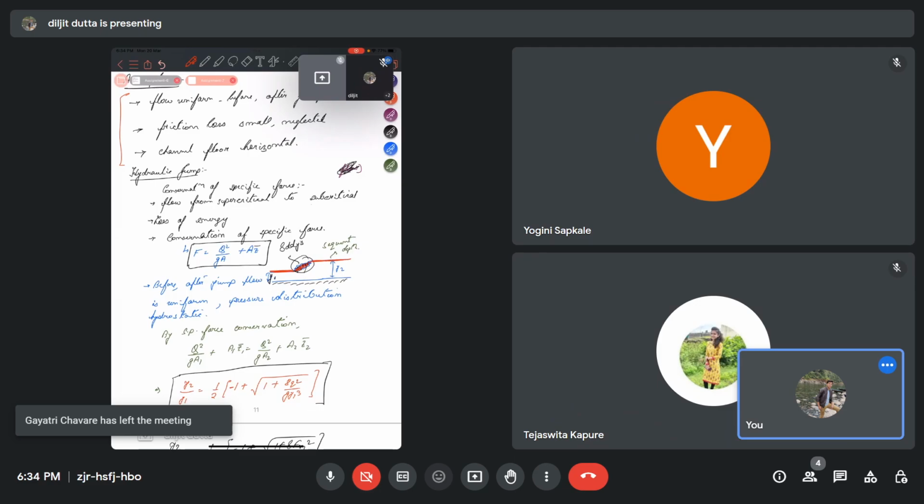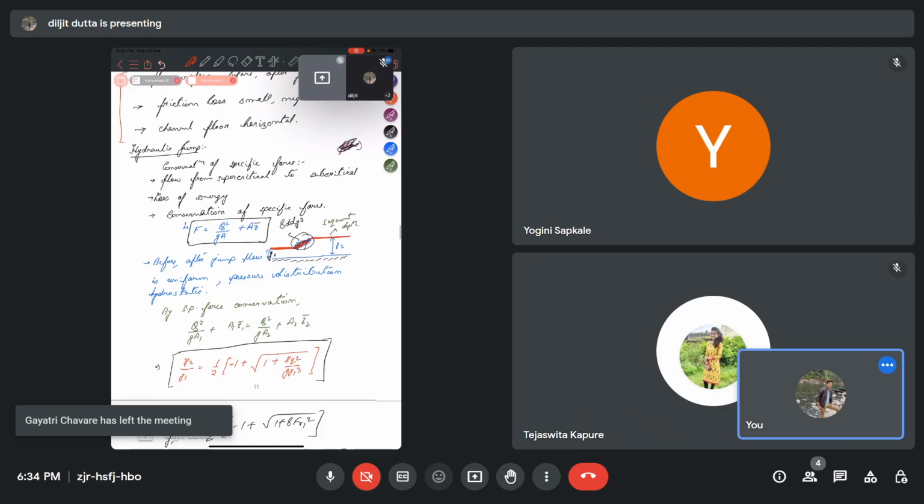So in a hydraulic jump, what is conserved? We cannot conserve energy in the case of a hydraulic jump, since we have already seen that there will be a huge loss of energy. So in the hydraulic jump, we will be conserving the specific force, which is also equivalent to conserving the momentum. The specific force is given by this formula, where F is equal to Q squared by gA plus A into Z bar. Z bar is the mean depth of the flow.